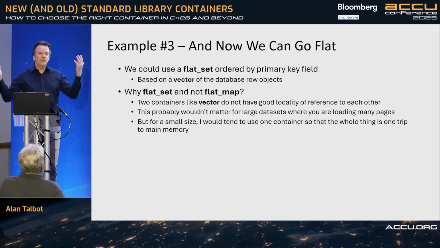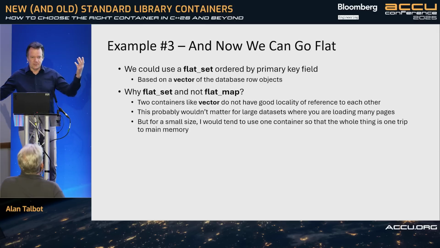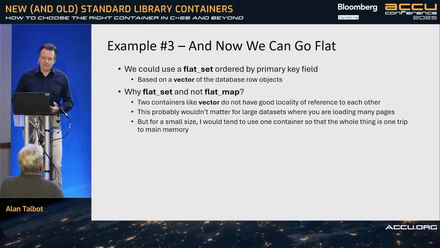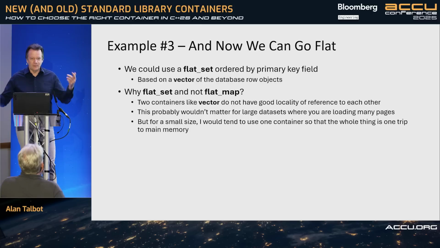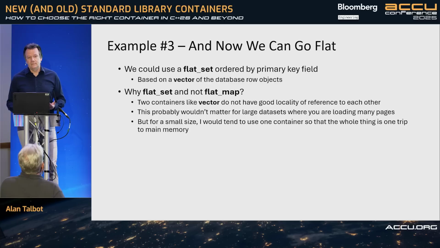so if I have 2 vectors, which is what flat map uses, their locality of reference relative to each other is poor. They're arbitrarily positioned in memory. So if they're huge, it probably doesn't matter. I'm going to be reading a bunch of pages off of each one. It probably doesn't make much difference. But if they're small, if you've got a relatively small map, maybe just do it as a set. After all, you can just put the key in the object somewhere and use that as your thing that you're sorting on. Then you only have 1 container and 1 read, 1 fetch from main memory.